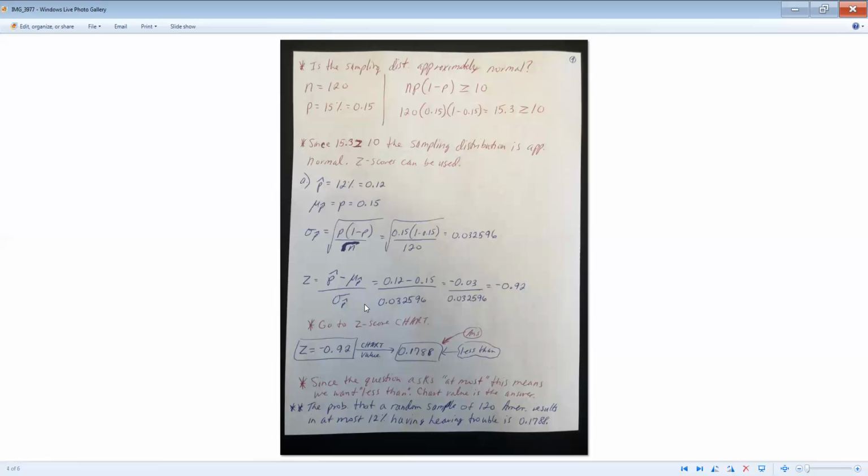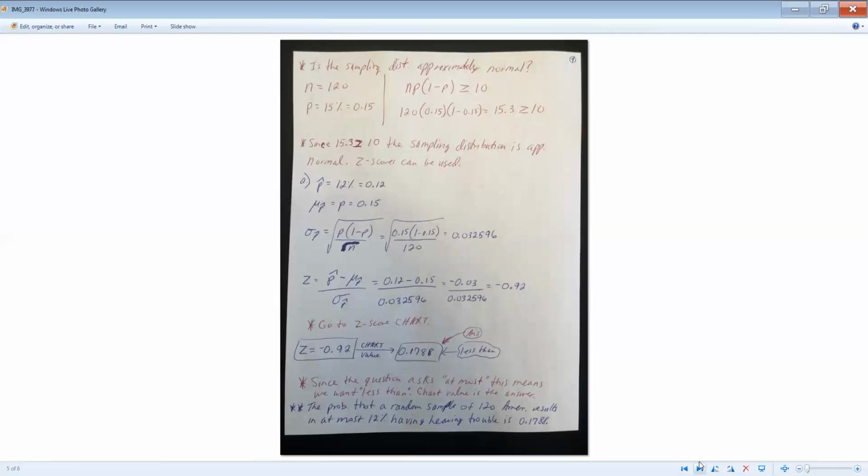So now we can go to our z-score chart. Negative 0.92 will give us 0.1788. And don't forget, our chart gives us less than. And since the question asks us about at most, this means we want the proportion that's less than. So the chart value is the answer that we need. So the probability that a random sample of 120 Americans results in at most 12% having hearing trouble is 0.1788.